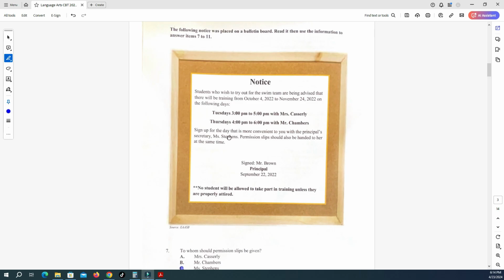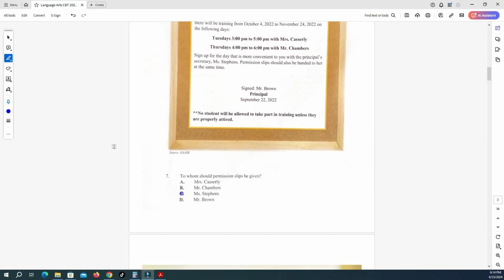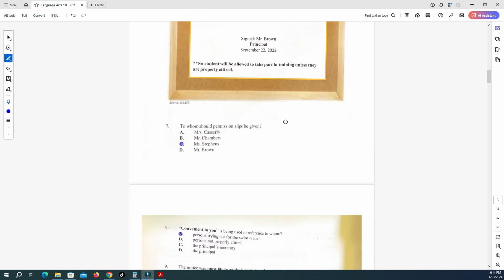Chambers. Sign up for the day that is more convenient to you with the principal secretary, Miss Stevens. Permission slips should also be handed to her at the same time. Signed, Miss Brown, Principal, September 22nd, 2022. Note, importantly, no student will be allowed to take part in training unless they are properly attired. So let's look at the questions. To whom should permission slips be given? I chose Miss Stevens. That's what I saw here.